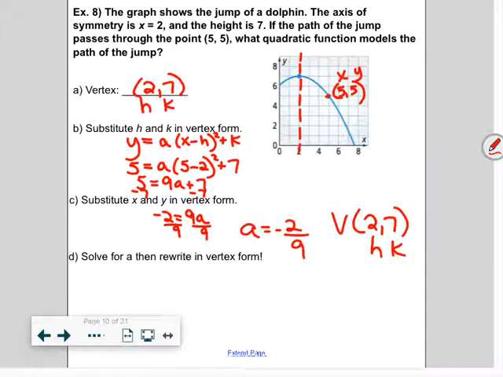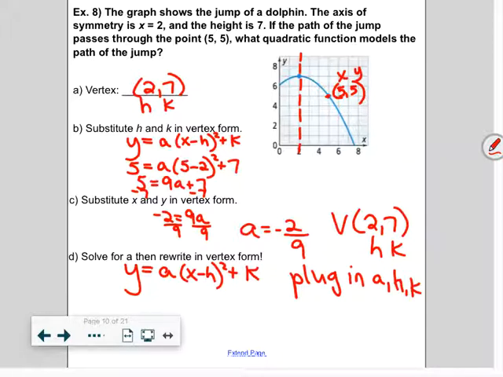So watch this. This is awesome. We just solved for a, and we know the h and the k. So all you do is plug in a, h, and k, and there's your equation. Your equation needs an x and a y in it. So this is y equals negative 2/9, and that makes sense because the parabola is opening down. (x minus 2) squared plus 7.